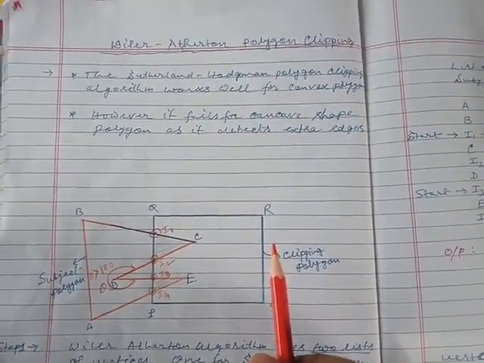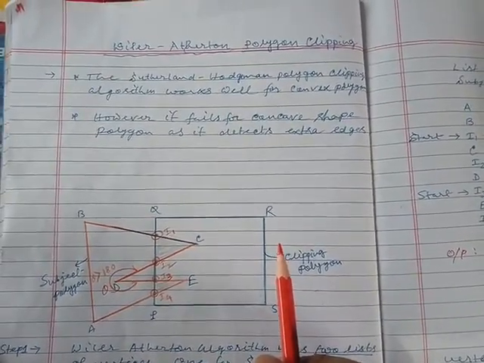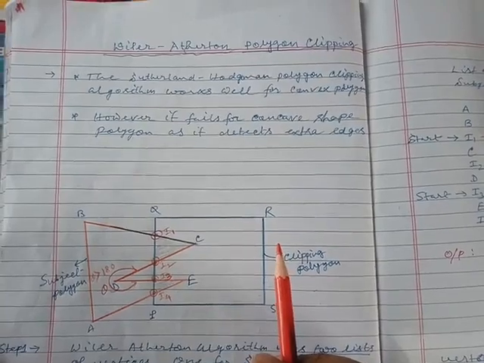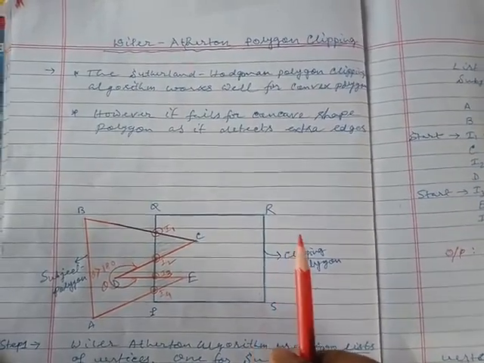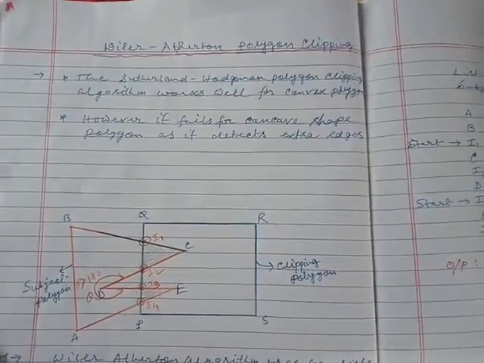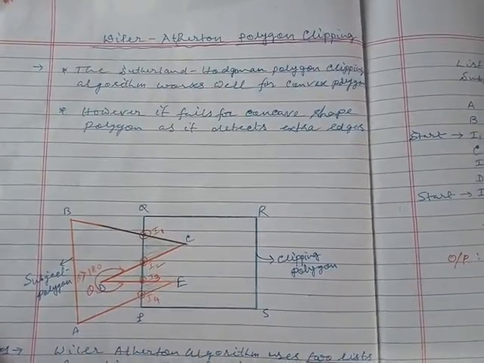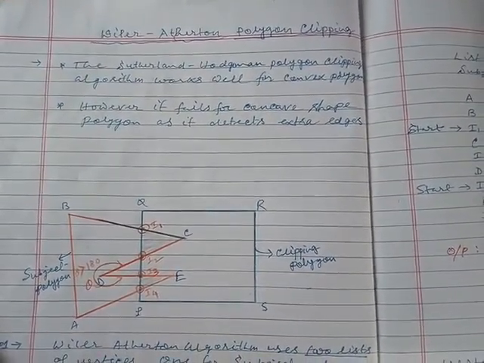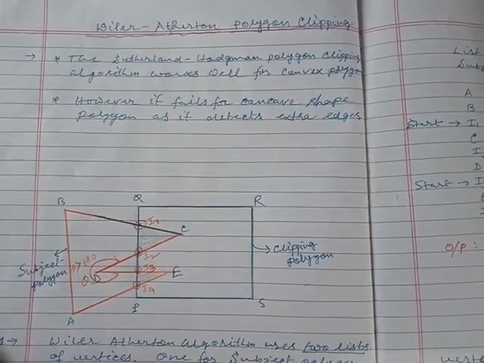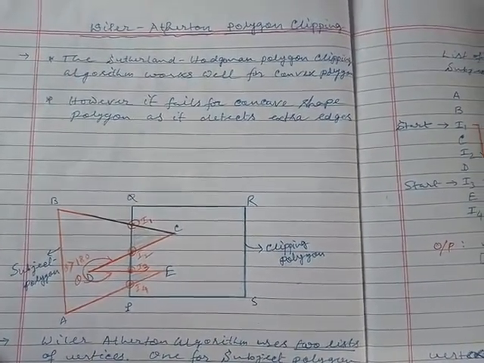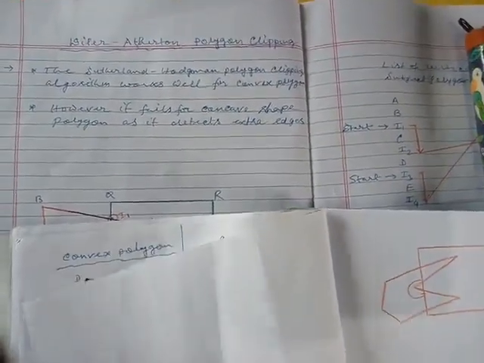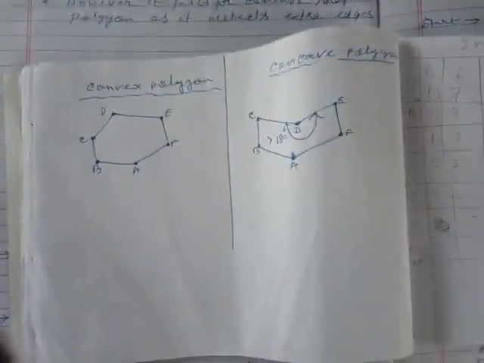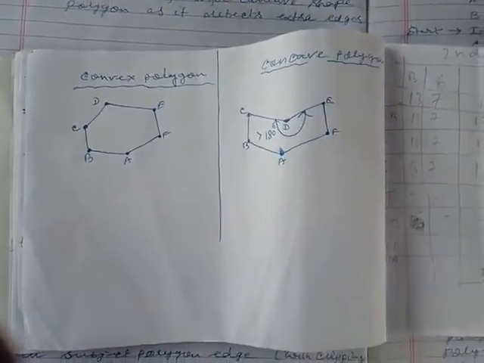The Sutherland-Hodgman polygon clipping algorithm has already been discussed, so I'd request all of you to visit it once again to brush it up. We have seen that it works well for convex shape polygons, but it does not work well for concave shape polygons, as it generates extraneous edges for them. Now, before going to the detailed discussion of the Weiler-Atherton algorithm, let me talk about what a convex shape polygon and a concave shape polygon are once again.